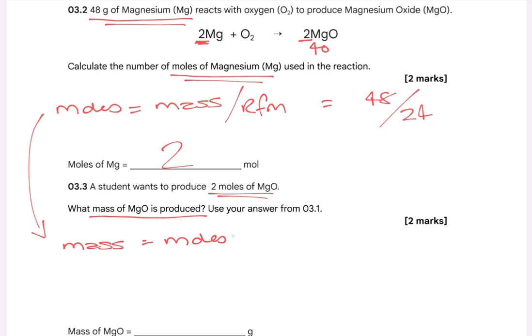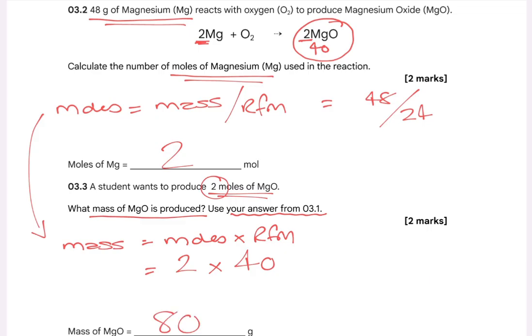This will then give us moles multiplied by the RFM this time in a rearrangement. And the question is asking us to calculate it for 2 moles, multiplying by the RFM. The RFM, if you remember, we calculated in the first question. It's telling us to use our answer for 3.1. So if we hadn't got the number 40 here, you would get full carry forward marks in your answer. But using the number 40 in our situation, doubling that up, times it by 2, gives us the mass of magnesium oxide as 80 grams.